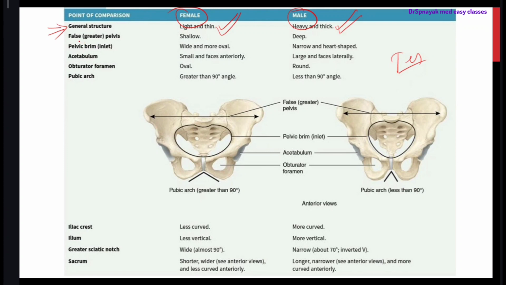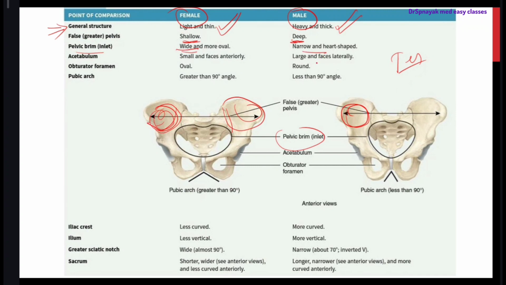Simple. We have the false or greater pelvis. You can see these regions are called the false greater pelvis. In females the false greater pelvis is shallow, whereas in males it is very deep. Shallow means it has more area, whereas in males the area is less and it is deep. And the pelvic brim, the area between this pelvic girdle, is wide in females, whereas in males it is narrow.